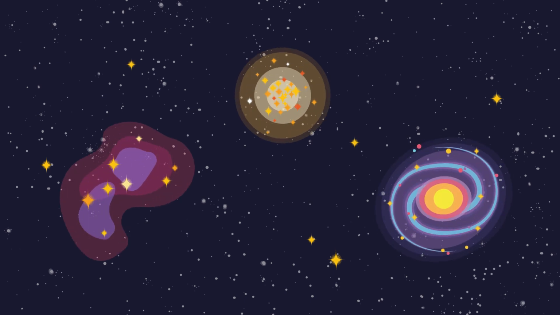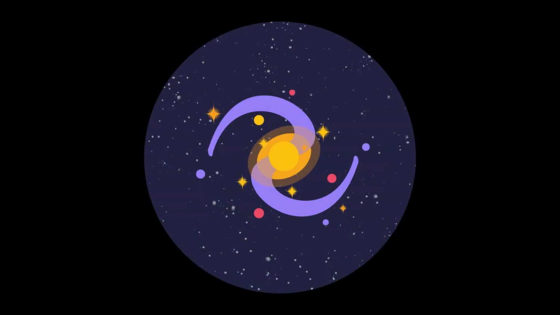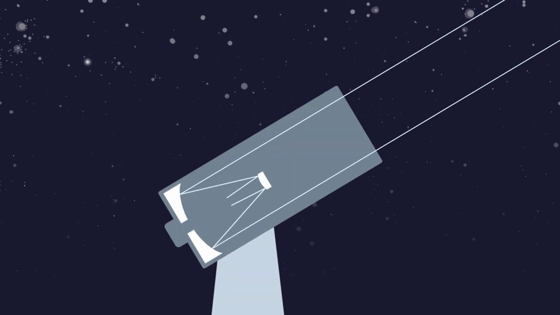There are a lot of different objects in the night sky, such as stars, galaxies, and nebulae. We can take a closer look at these objects using telescopes. Let's take a picture of a galaxy. The light from the galaxy is collected by the telescope and sent down to a camera.